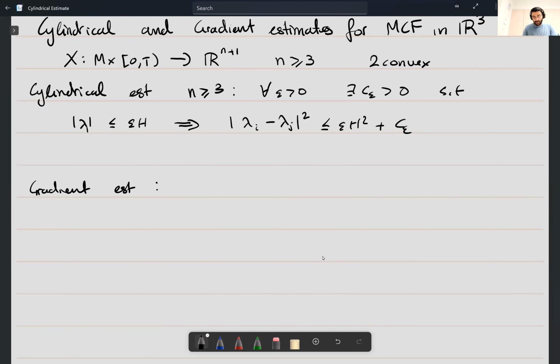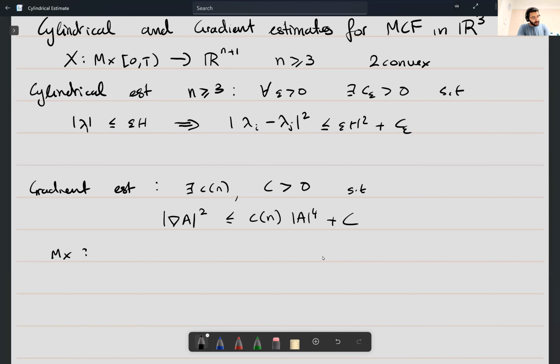So then we also proved the gradient estimate. This was proved using the cylindrical estimate, so that there exists some constant that depends on n, and some other constant which depends on n and the initial data, such that the gradient of the second fundamental form squared is less than or equal to C_n h to the 4 plus c, on M cross some interval, using this pinching condition.